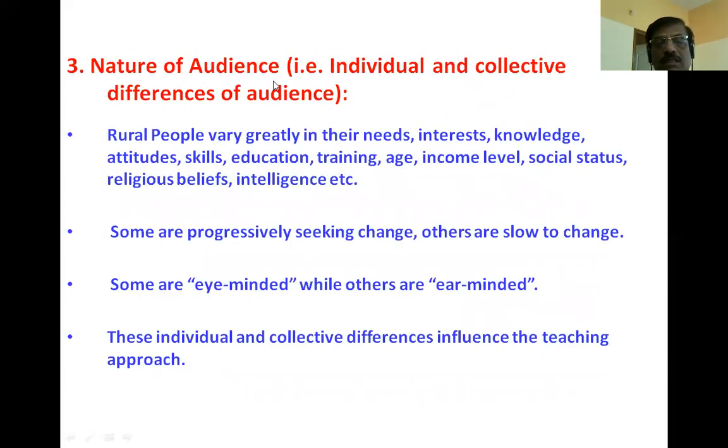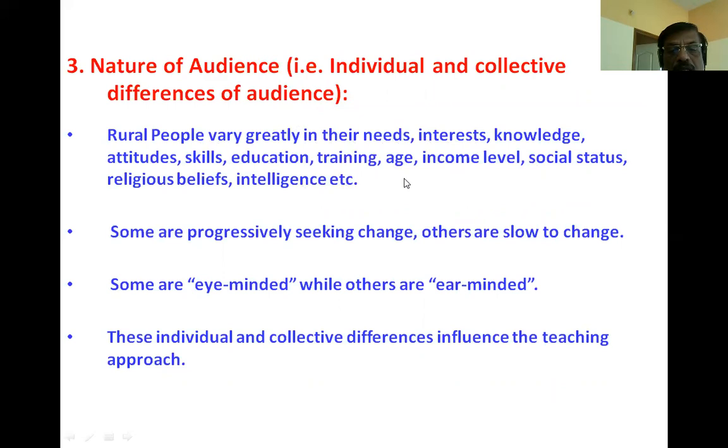The nature of the audience: usually the farmers are a heterogeneous group. You should keep in mind the individual and collective differences of the audience. Usually the rural people are heterogeneous. Rural people vary greatly in their needs, interests, knowledge, attitude, skills, education, training, age, income level, social status, religious beliefs, intelligence, etc. So rural people vary in these aspects.